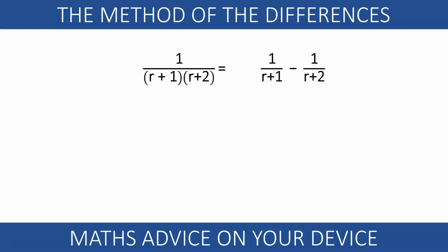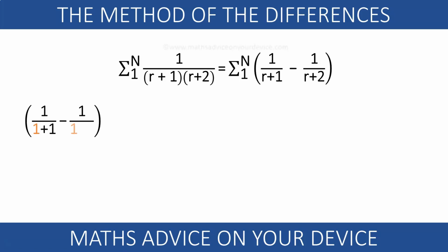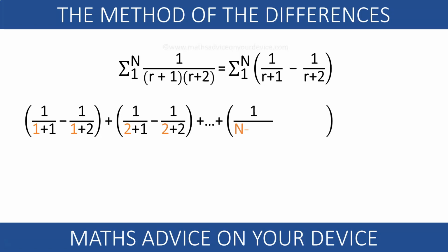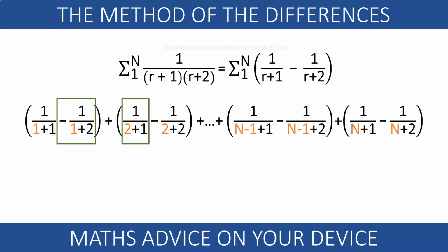Now that we have separated the fraction into the difference of two partial fractions, 1 over r plus 1 minus 1 over r plus 2, we find the sum of the n elements of our series. We substitute r equals 1, r equals 2, etcetera, r equals n minus 1, and r equals n. It is now that we can start noticing patterns.